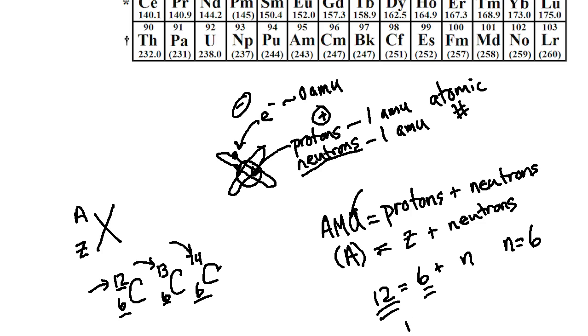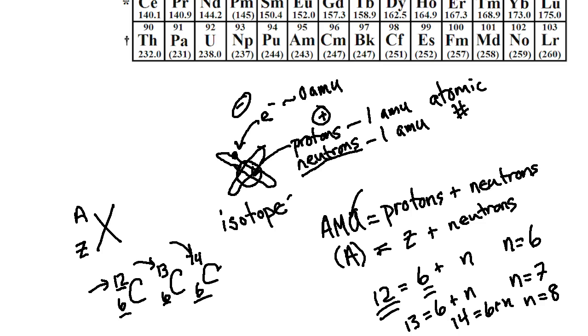All right, but you could do that again for 13. So I could say carbon 13 is equal to 6 plus N. In that case, there's 7 neutrons in a carbon 13. And then in carbon 14, I can say that I've got 6 plus N. So in that case, I have 8 neutrons that are hanging out in carbon 14. So these right here are known as isotopes.